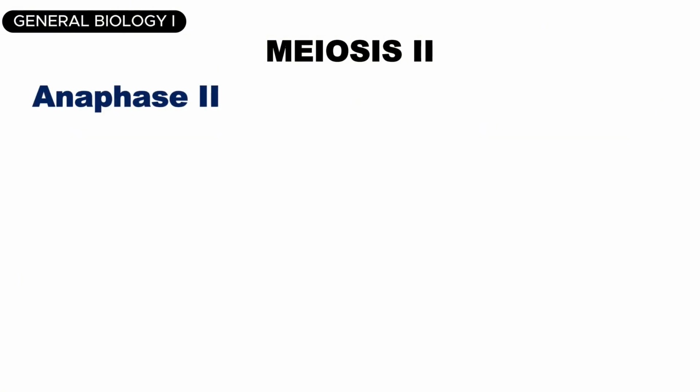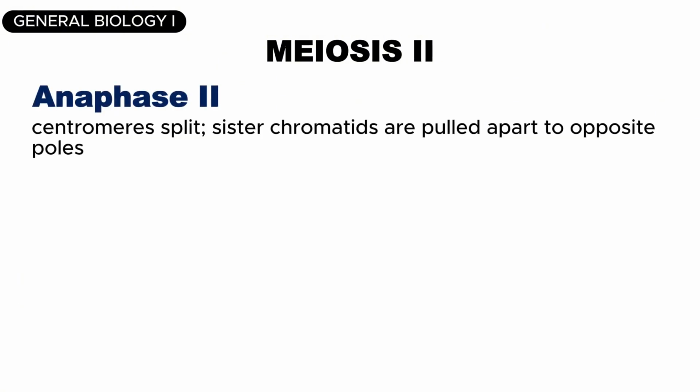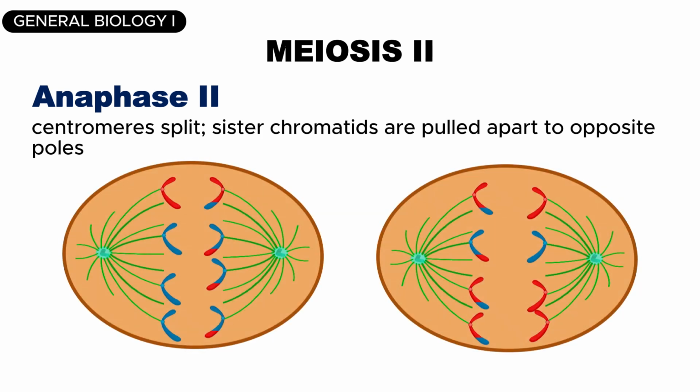In anaphase 2, the centromeres finally split and the sister chromatids are pulled apart to opposite poles of the cell by the spindle fibers. Each separated chromatid is now an individual chromosome. This stage ensures that each resulting cell will have the correct number of chromosomes.